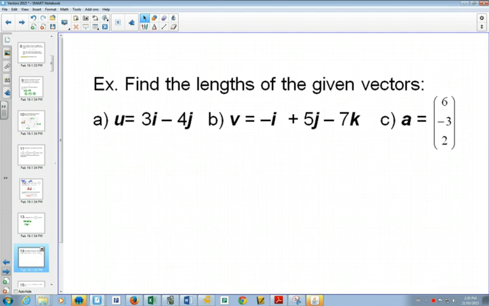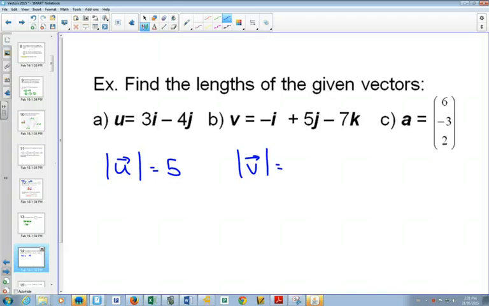All right, what did you get for the first one? The length of u is 5. The length of v is square root of 75, or 5 square root of 3. And for c, the length of a is perfectly 7. Nice. That's a pretty vector.